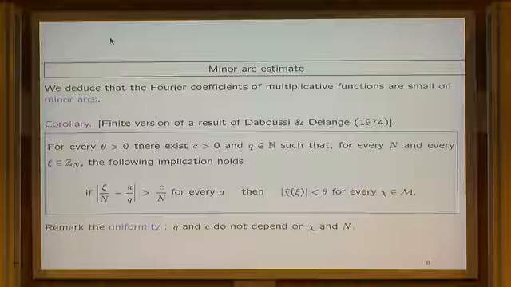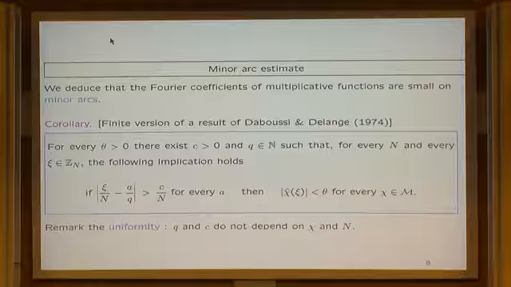And a limit version of that, when n goes to infinity and so on, is an old result by Daboussi and Delange. Or Daboussi or Delange, it's not clear.